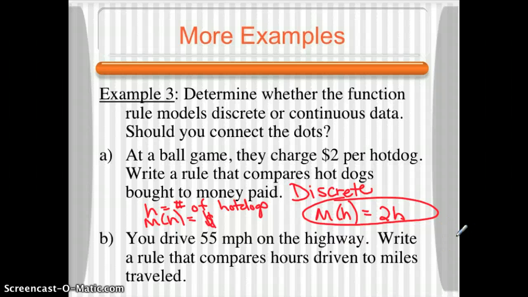Okay, you drive 55 miles per hour on the highway. Write a rule that compares hours driven to miles traveled. So hey, I'm going to use H and M of H again.